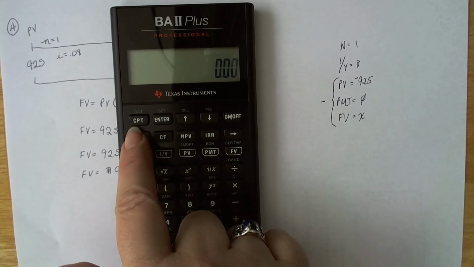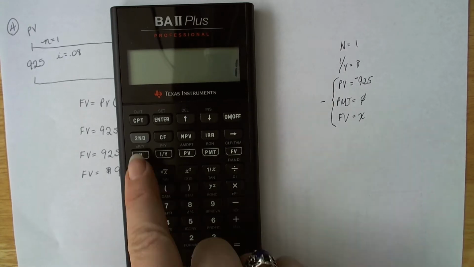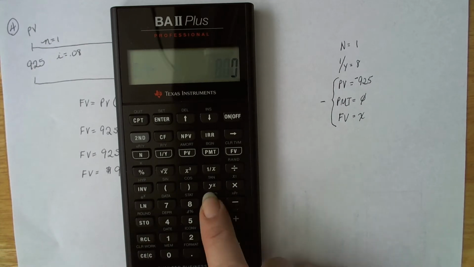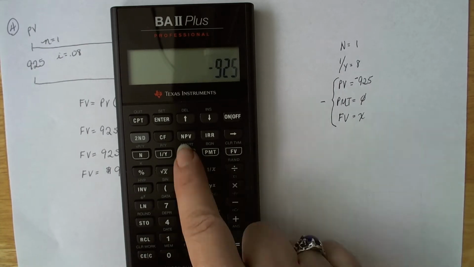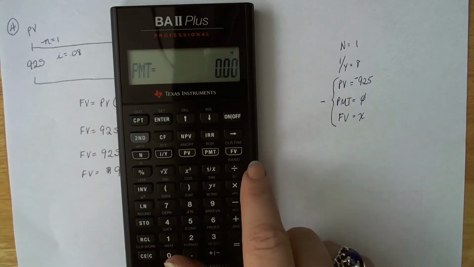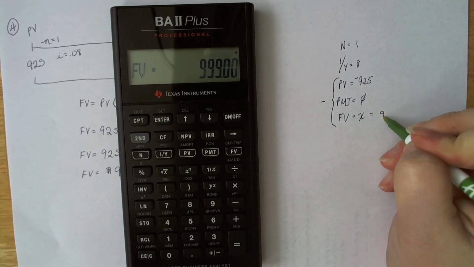Now, if we go over to our calculator, second, clear work, second, clear time value of money, clear, clear, clear. Told you I'm a little habitual about that, a little obsessive. 1 is my N, 8 is my I/Y, 925 negative is my present value. I'm making no payments, and then I hit compute future value, and the answer is also $999.